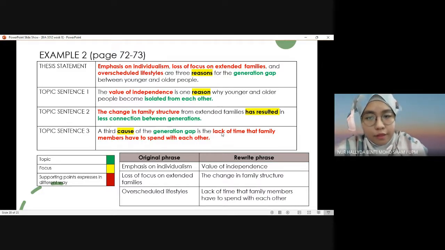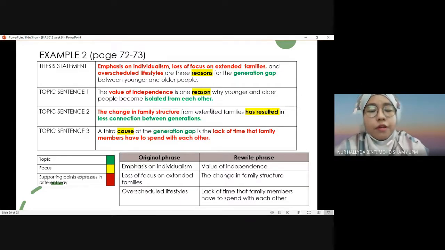If you look at this sentence, lack of time that family members have to spend with each other. That's what it means by overshadowed lifestyle. When you have a very packed lifestyle, you don't really spend time with your family members or your older relatives and other older family members.